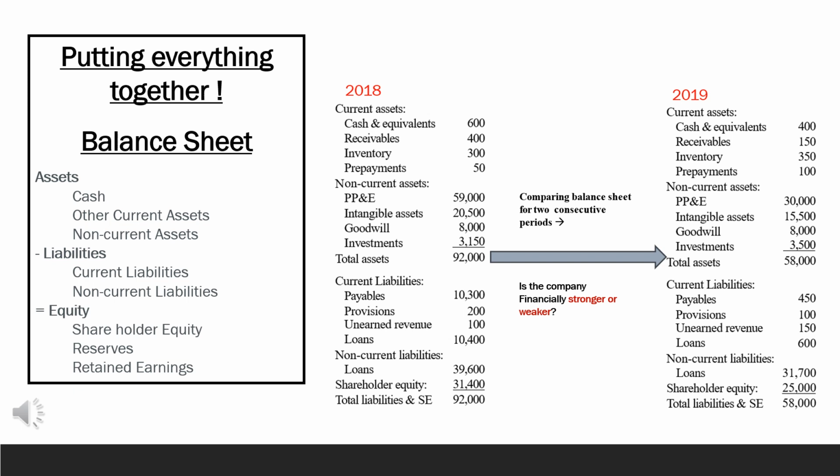Now on the right hand side, you can see two balance sheets of a real company. One was produced in 2018 and the other one is from 2019. If you compare the two balance sheets, it will give you the financial health of the company at the time of the report. Looking at the report, can you tell, is the company financially stronger or weaker? That's an exercise for you.